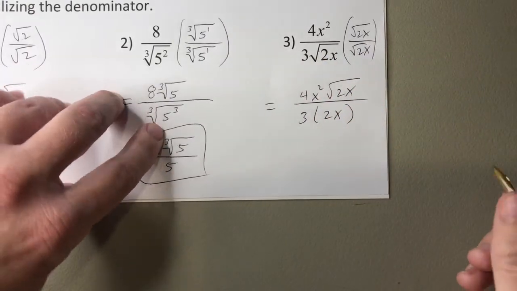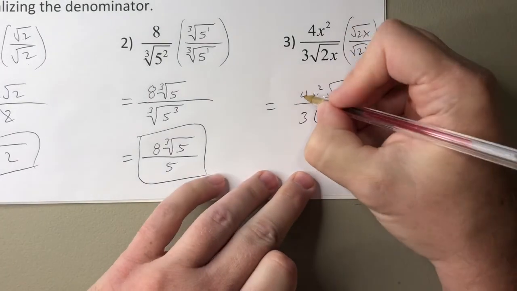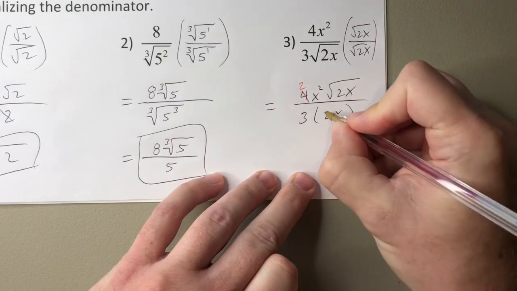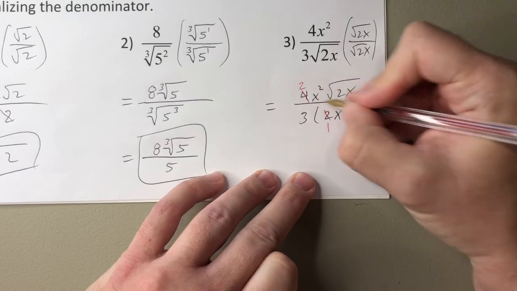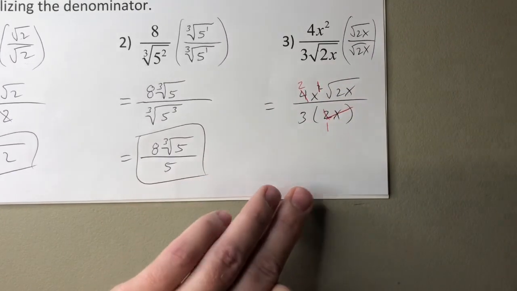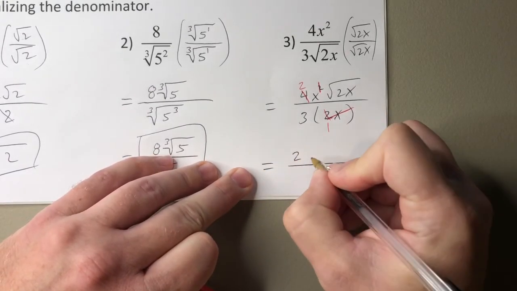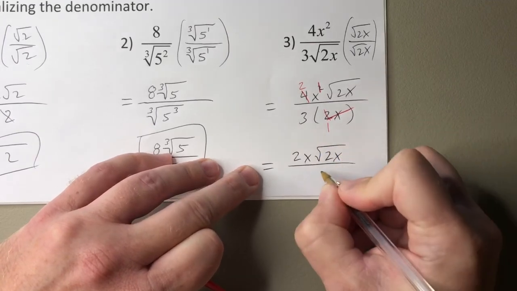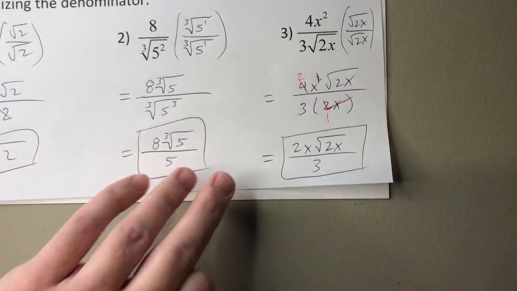Now, can we cancel anything? Can we reduce anything here? Yes, we can. This becomes a 2, and this becomes just a 1. We have x squared over x. X squared over x, this becomes an x to the first, and this x is gone. So our final answer is going to be 2x times the square root of 2x all over 3. Finished with number 3.